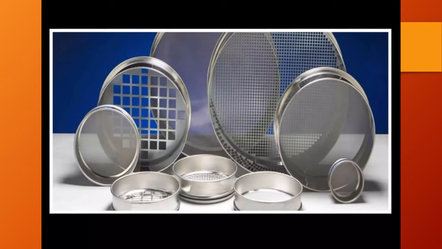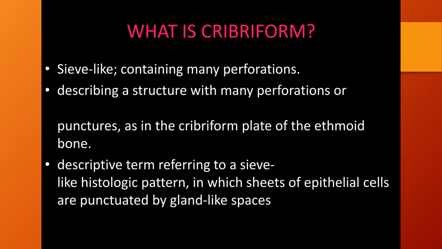Now what we see is nothing but sheets, okay, of different pore sizes. It may be large pore size, small pore size, very small mesh of cells. Cribriform is sieve-like, containing many perforations. Describing a structure of many perforations or punctures, we term it cribriform plates.